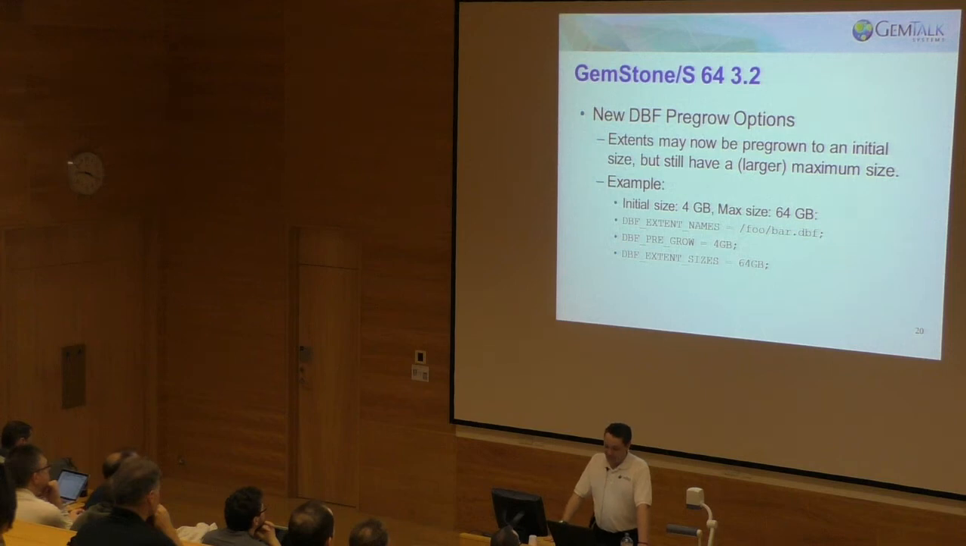We've also done something with extent pre-grow. Extent pre-grow is when you tell the database when it starts up to go and reserve the disk space that you might need in future. So basically pre-grow those files to their ultimate size so that you don't get surprised later and run out of space when you try to grow the file.